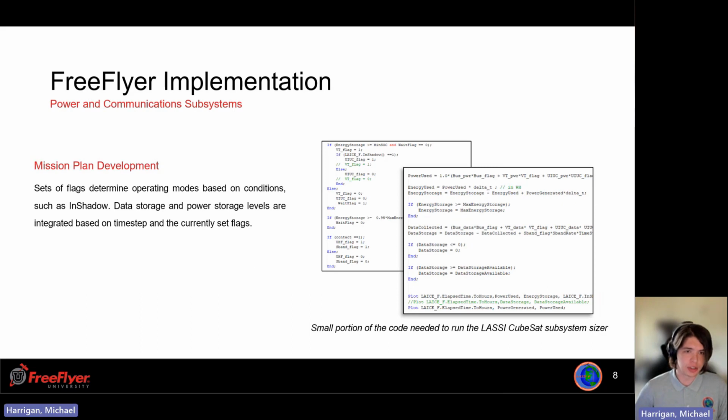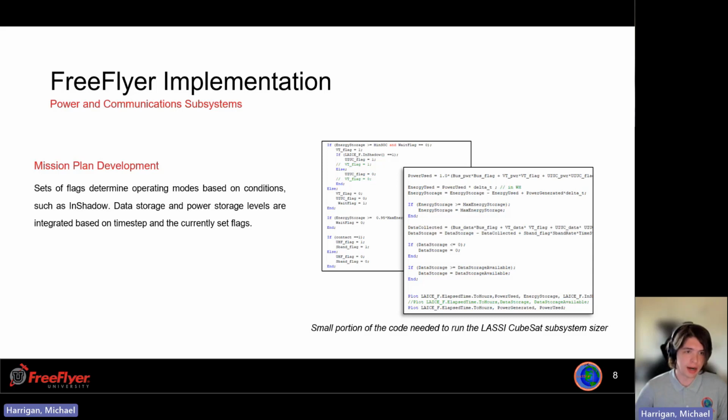We then have to script FreeFlyer to collect all the information we want. We set flags to determine the operating modes based on conditions such as whether the satellite is in the shadow of the sun or not, or of Earth from the sun.